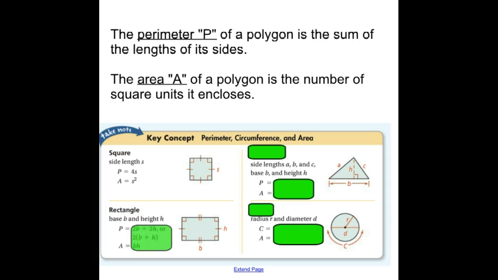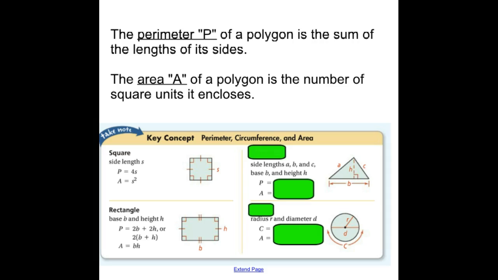The next one is our rectangle. For a rectangle, there's actually two formulas for perimeter. You could do 2 times the base plus 2 times the height, or 2 times the quantity base plus height, just depending on how you want to start the problem. Both basically just apply the distributive property. And the area is just the base times the height.